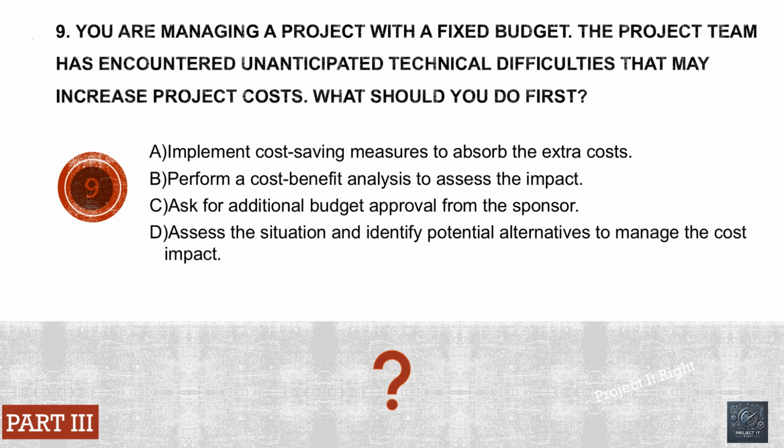9. You are managing a project with a fixed budget. The project team has encountered unanticipated technical difficulties that may increase project costs. What should you do first? A. Implement cost-saving measures to absorb the extra costs. B. Perform a cost-benefit analysis to assess the impact. C. Ask for additional budget approval from the sponsor. D. Assess the situation and identify potential alternatives to manage the cost impact.